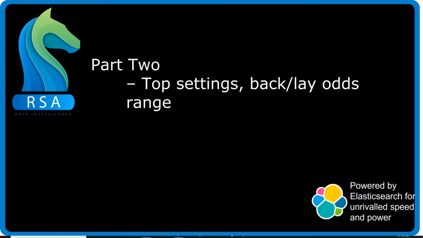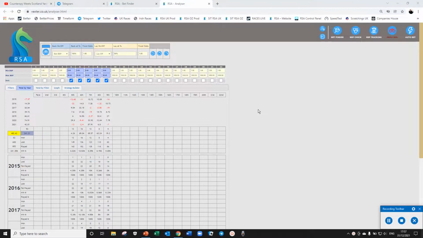So now we come to part 2 of the video, which is where I show you how you can use back BSP, back percentage, back fixed, and the same with lay percentage, lay BSP, lay fixed. So we're going to stick with the same data we imported a few seconds ago from Bitfinder.